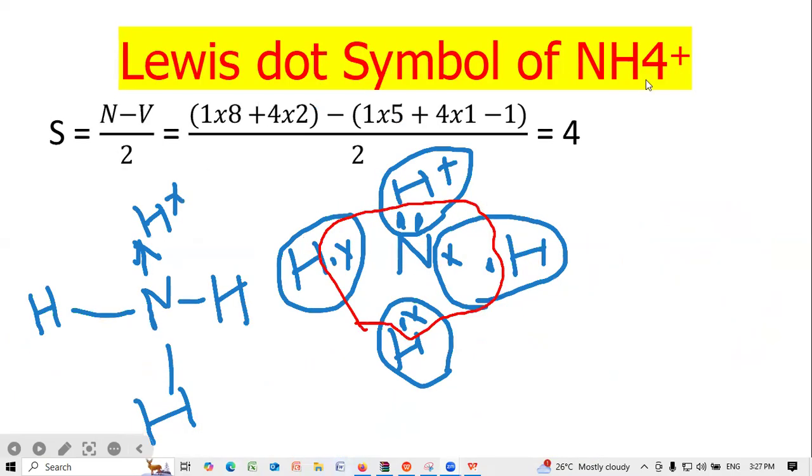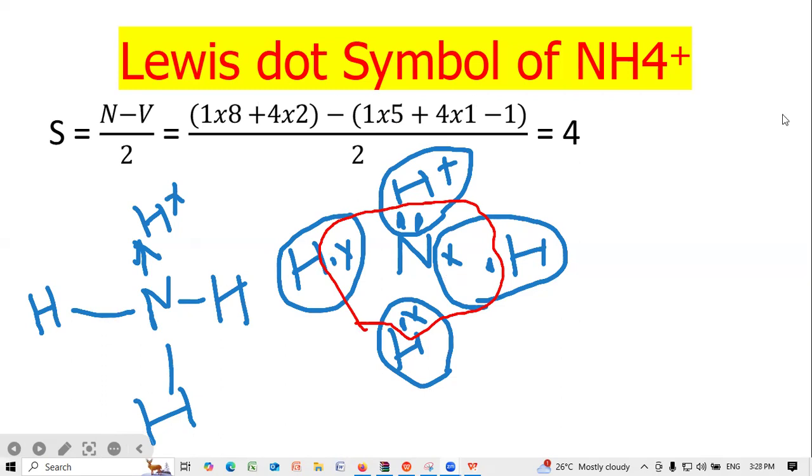In case of ammonium ion, this is the number of covalent bonds, S equals N minus V over 2. That is the only 1 nitrogen. That's why 1 multiplied by 8 plus the 4 hydrogens, 4 multiplied by 2. This is the N, and from this formula, V is 1 nitrogen multiplied by 5, because the valence electrons of nitrogen is 5, plus 4. These are the 4 electrons of hydrogen, multiplied by 1.